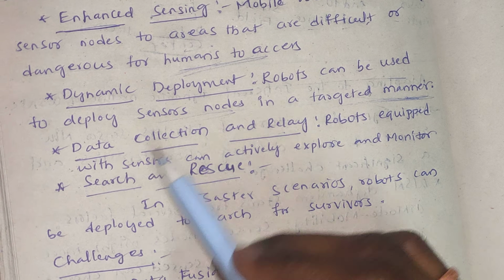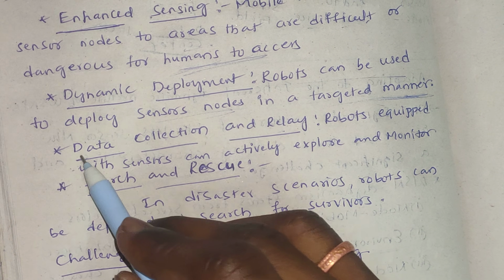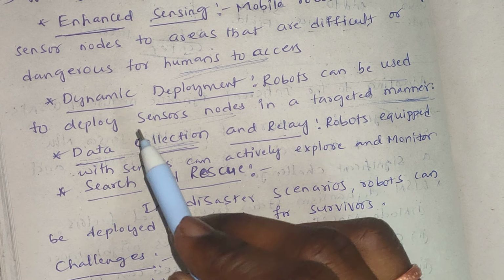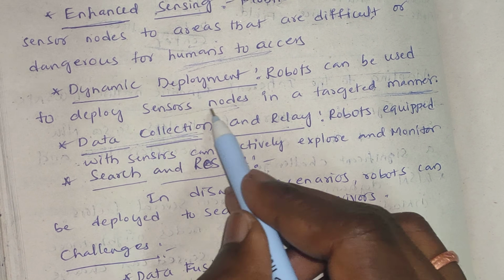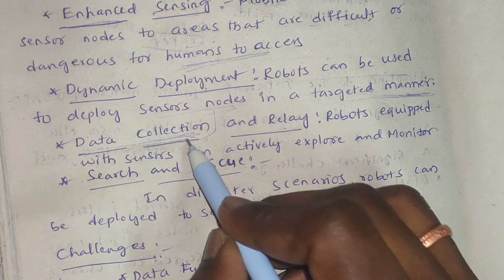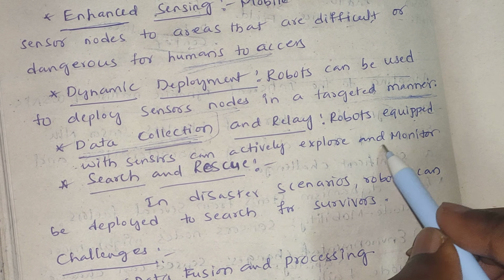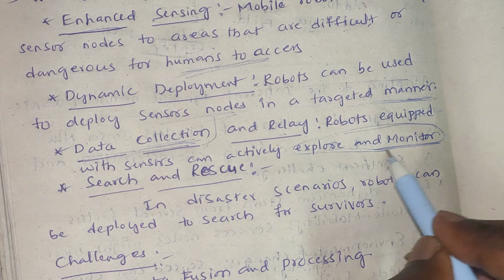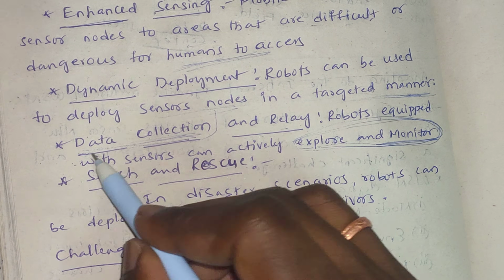What is data collection and relay? Through the mobile robots along with the sensors, we have some data, right? Everywhere, data collection is nothing but storage. Whatever data the sensors give, all that data is combined and stored in a particular way. That is nothing but data collection and relay. Robots equipped with sensors can actively explore and monitor whatever the sensors can monitor, and all the data explored is combined, and that is the data collection.